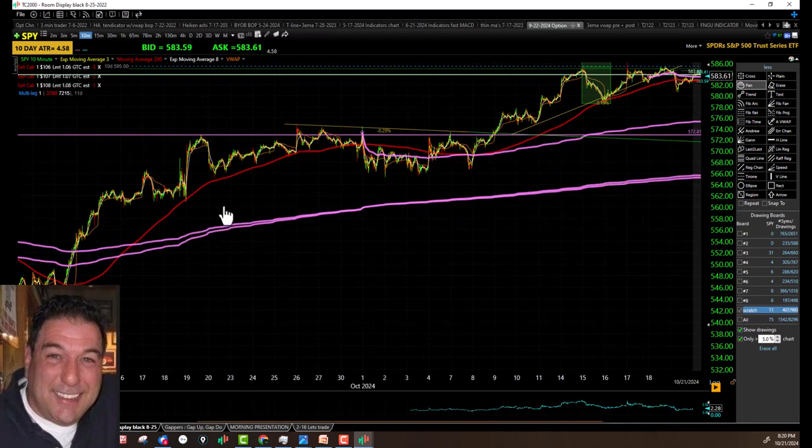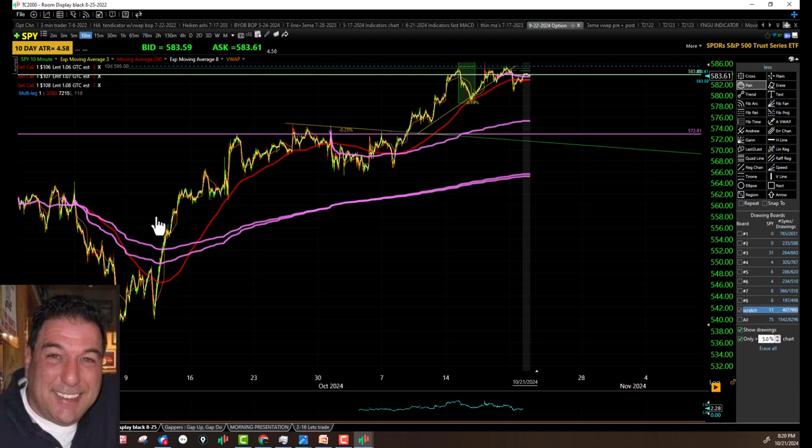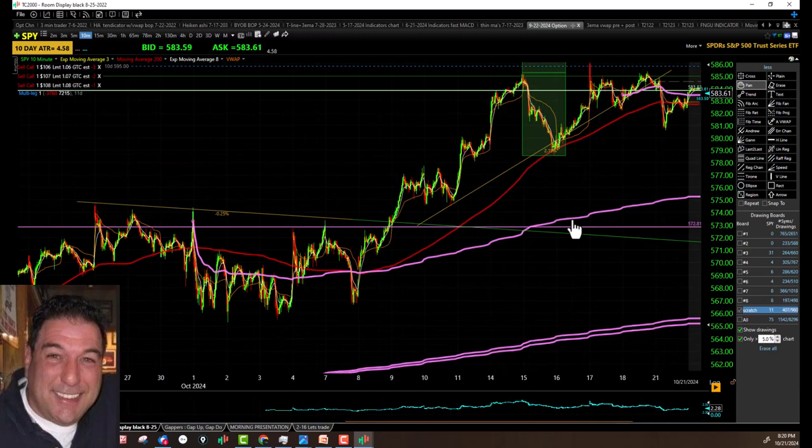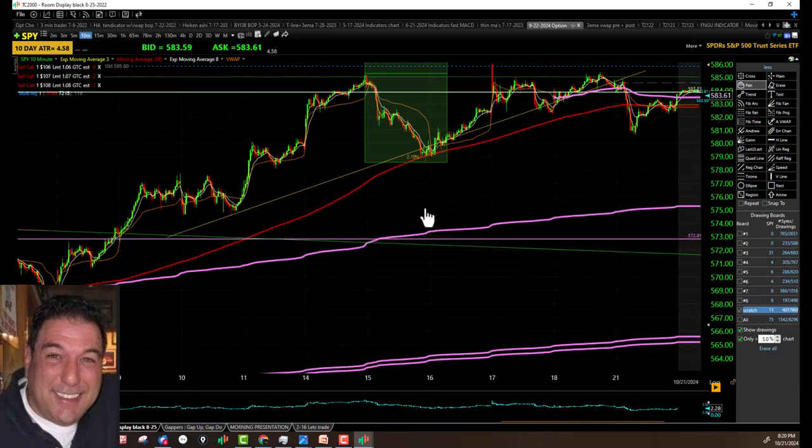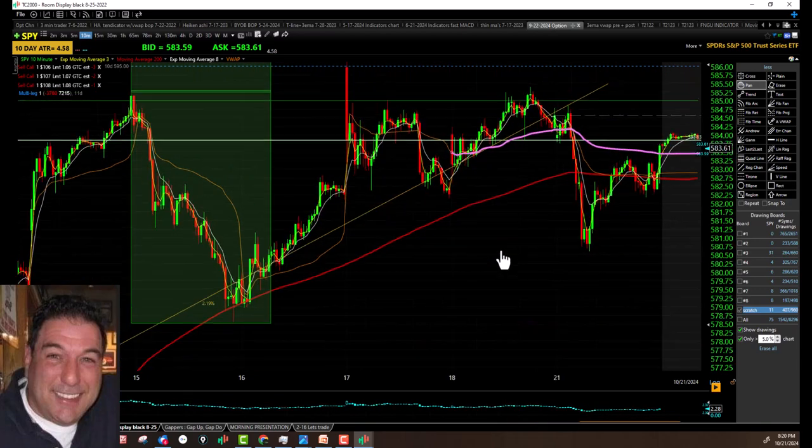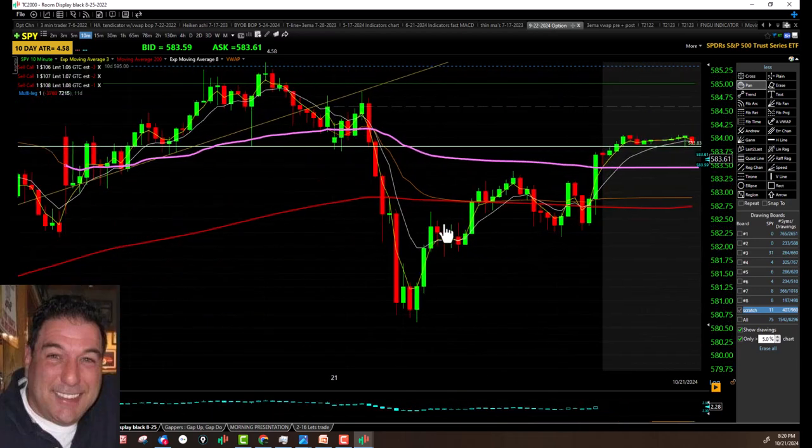Most of my anchored VWAPs, you can see these pink lines, are on prior highs. I'm of the opinion that when price is over those prior high anchored VWAPs and it's moving up, money's flowing into the market. I'm going to take this off right now.